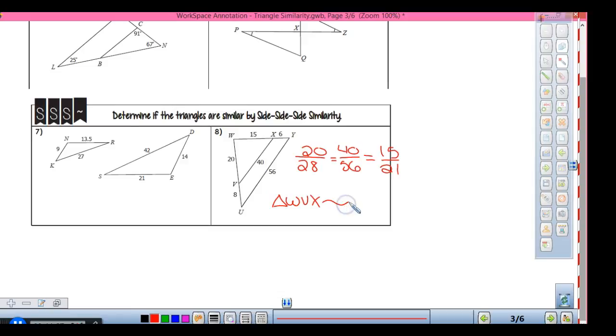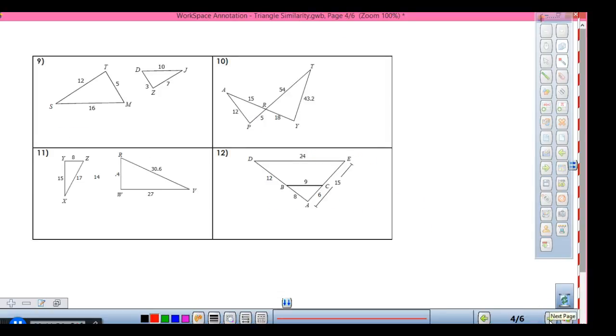So triangle, give me a triangle. WBX is similar to triangle W, what? U flat. Because U goes with V, X goes with Y. Okay, makes sense so far?